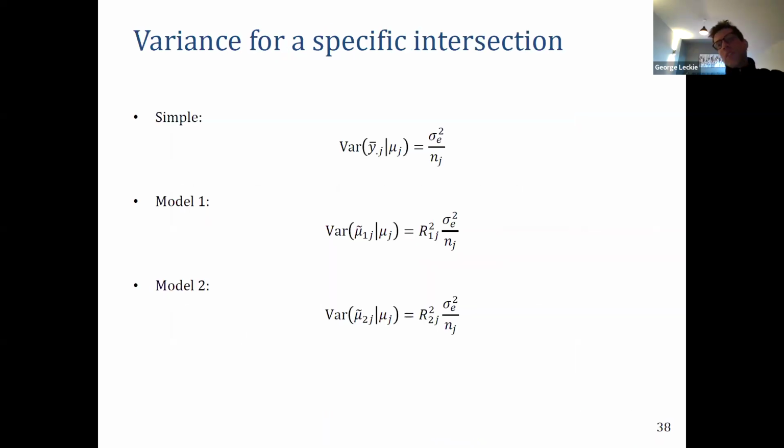But that brings us on to the second criterion, which is to what extent will we get the same answer if another researcher comes along and collects the data in exactly the same way, but gets a different random sample of individuals from each intersection.